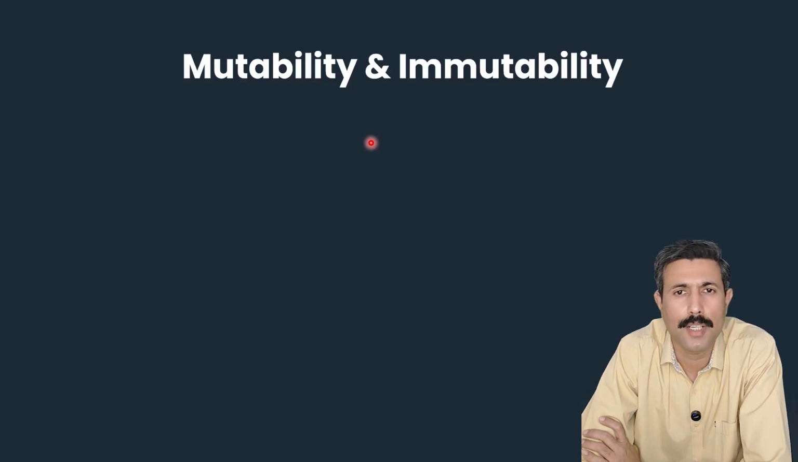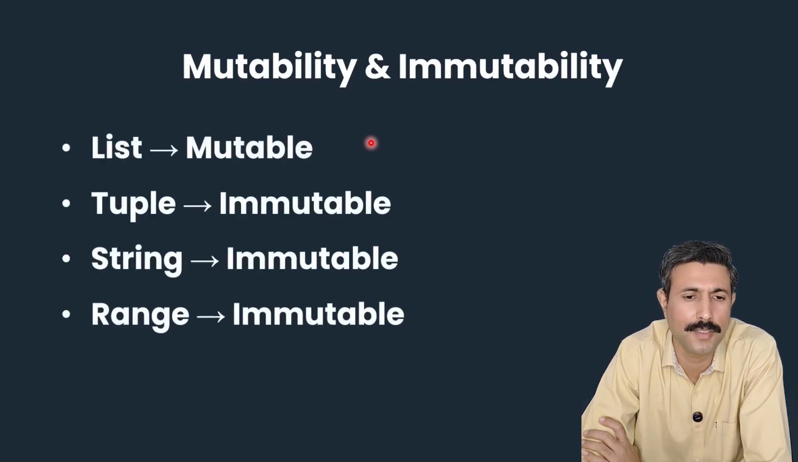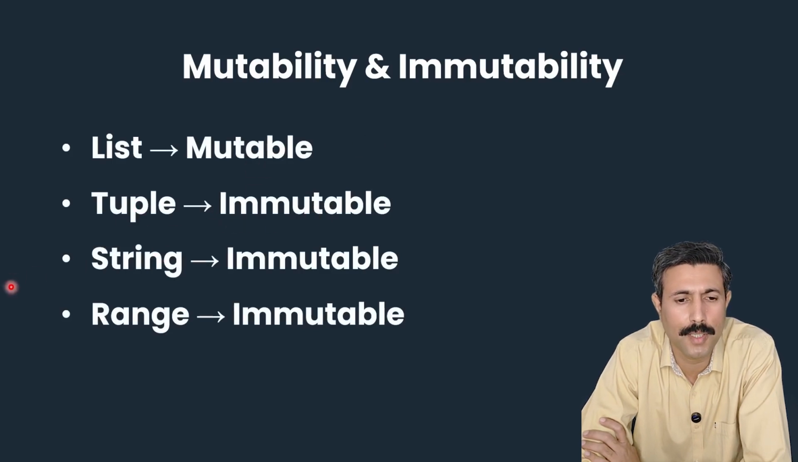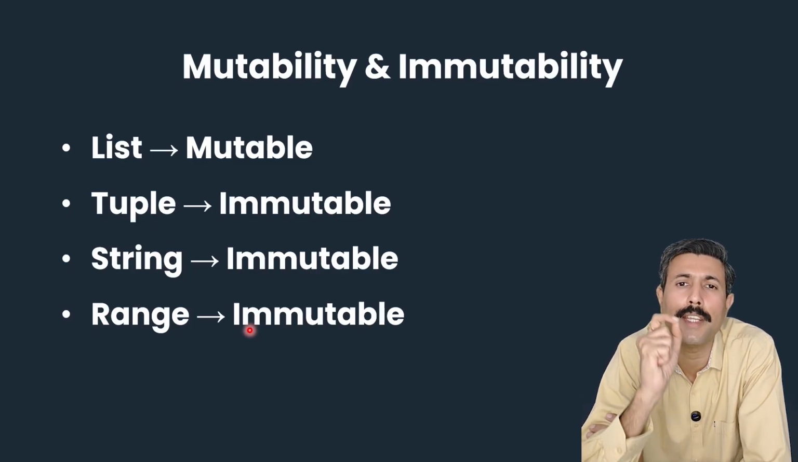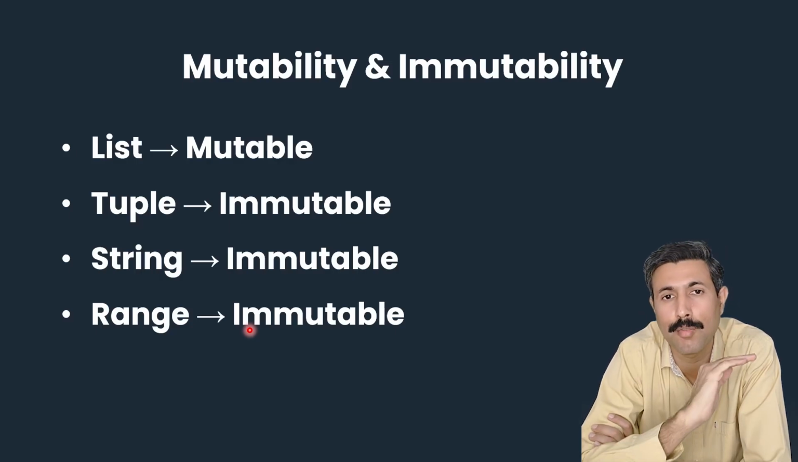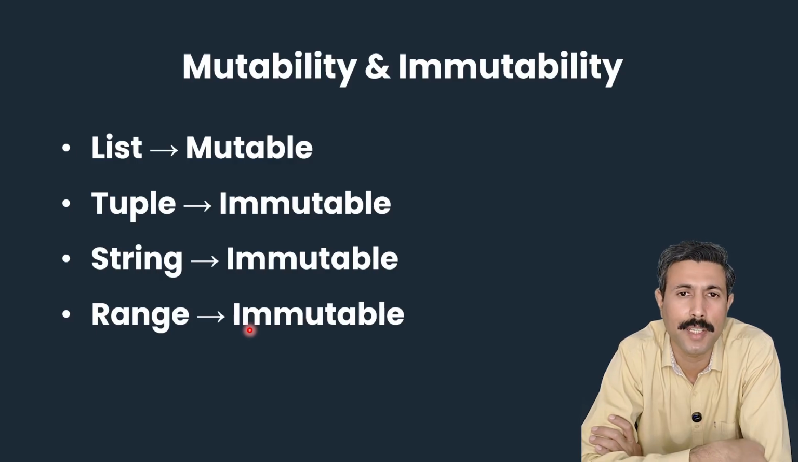Now we are going to talk about mutability and immutability. So here is the list. List is mutable, tuple is immutable, string is immutable, and range is also immutable. If you understand this concept clearly, you will avoid many beginner mistakes and you will have a very clear idea about sequence data types, right? This fundamental knowledge is very important when you are programming.